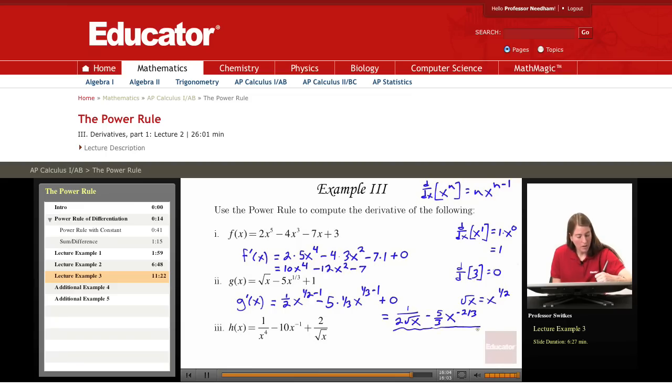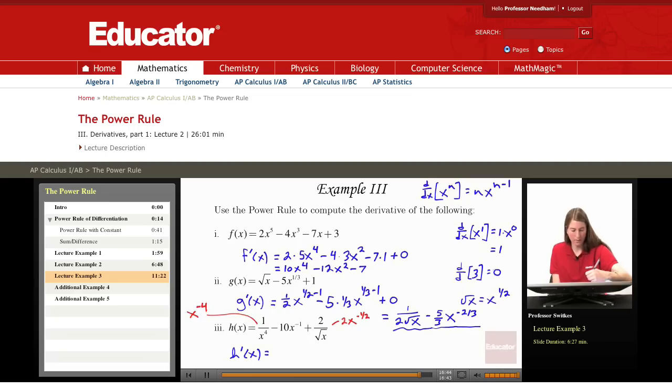Now let's look at differentiating this function h of x. So let me point out that 1 over x to the fourth is like an x to the negative 4. And so that fits the power rule structure as well. It's a power of x. And although we didn't prove the rule for negative powers of x, it does work. The second term, the negative 10 x to the negative first, again, x to the negative first is a negative power of x. And then for the 2 over radical x, that's like a 2x to the negative 1/2.